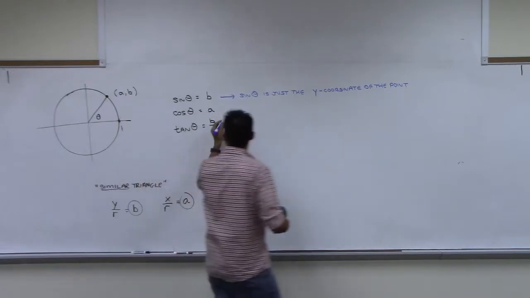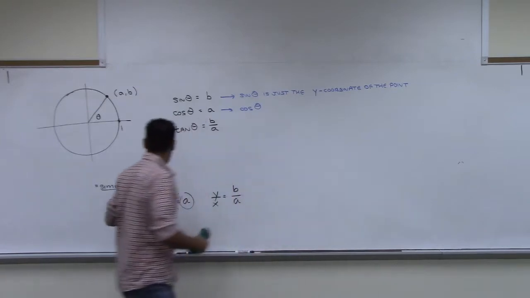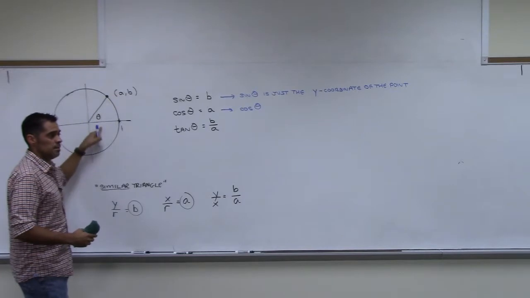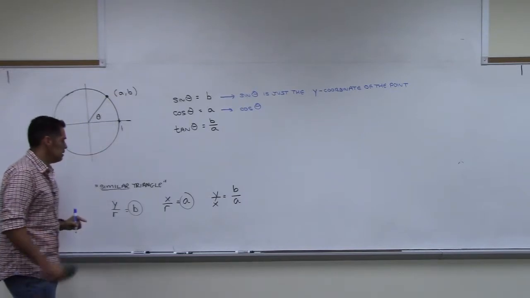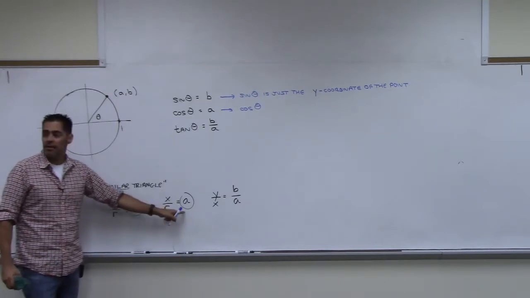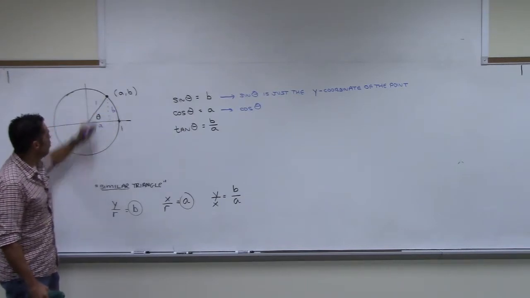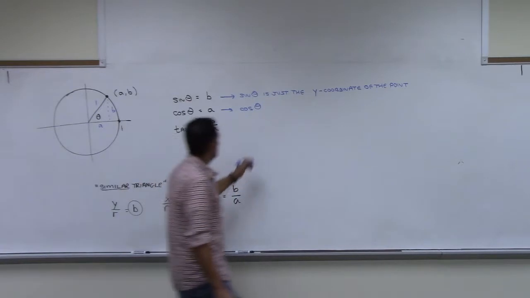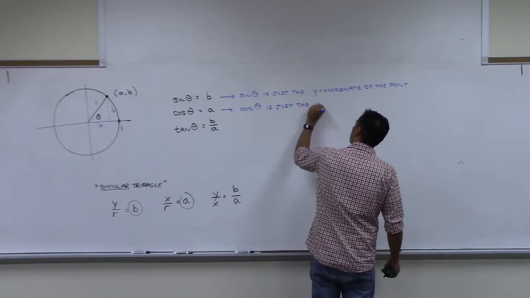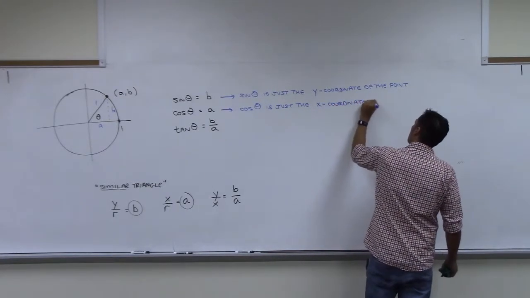Cosine of theta would be what? A over 1. Remember, this is A. Cosine of theta is your x divided by your r, right? Which is just A for us, because remember, this is A, that's B, that's 1. So cosine of theta is just the x coordinate of the point.